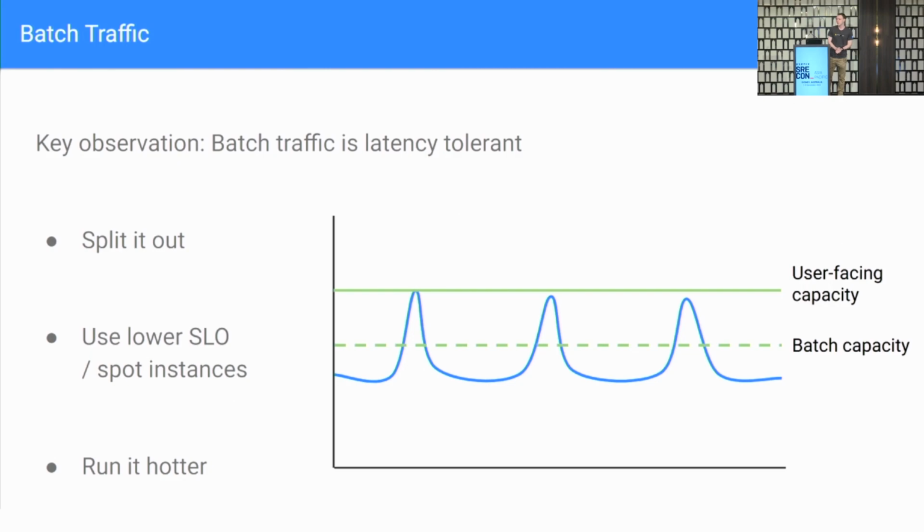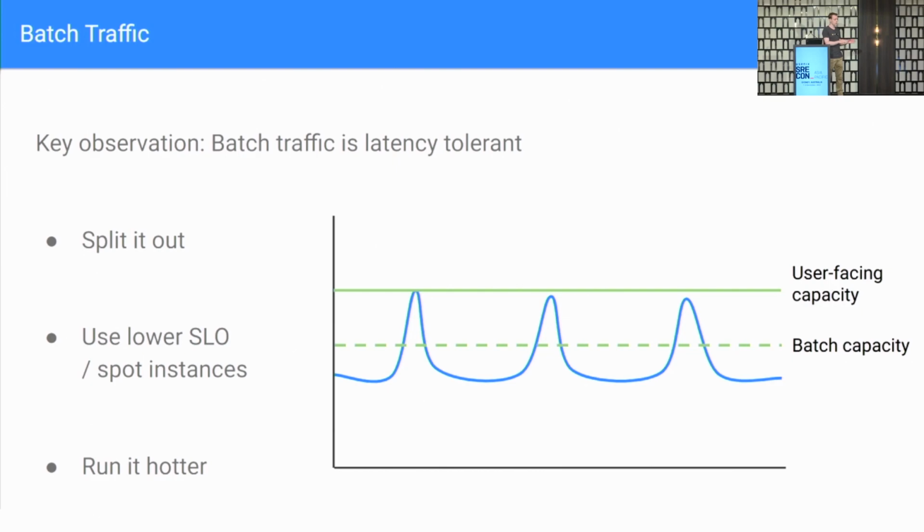Batch traffic. So here we are defining batch traffic as anything that isn't directly user-facing or traffic that is latency tolerant. And the latency tolerance part is key, because that allows us to be more efficient with this traffic. And how we do that is we take the traffic and we split it out.